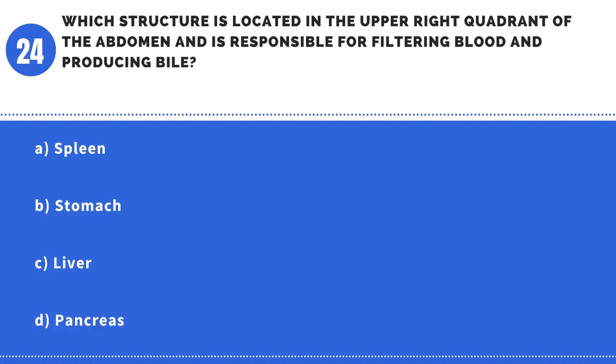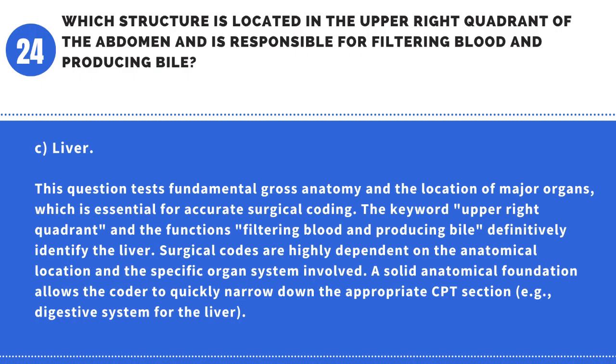Question 24. Which structure is located in the upper right quadrant of the abdomen and is responsible for filtering blood and producing bile? A. Spleen. B. Stomach. C. Liver. D. Pancreas. Answer: C. Liver.